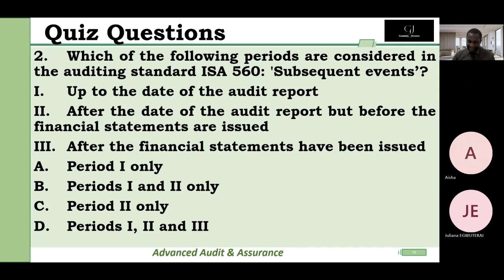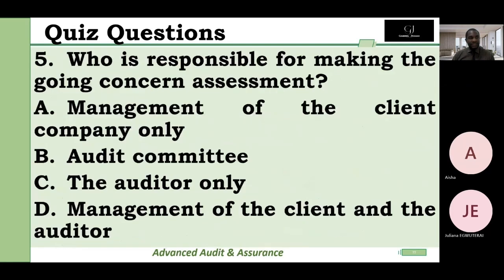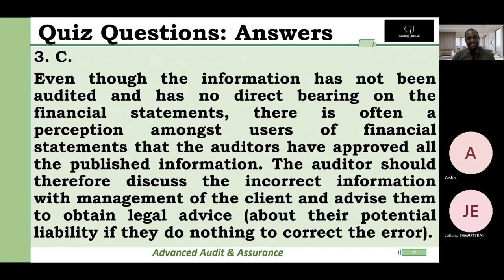So A picked A. She said period 1 only, no? You have to consider 3 of them. Subsequent events, whether you've issued the financial statements, at the financial statement date, or after the financial statements, any significant matter that comes, you must consider them in the financial statements, especially material ones. Okay, good one, Jay. You really used your instincts.